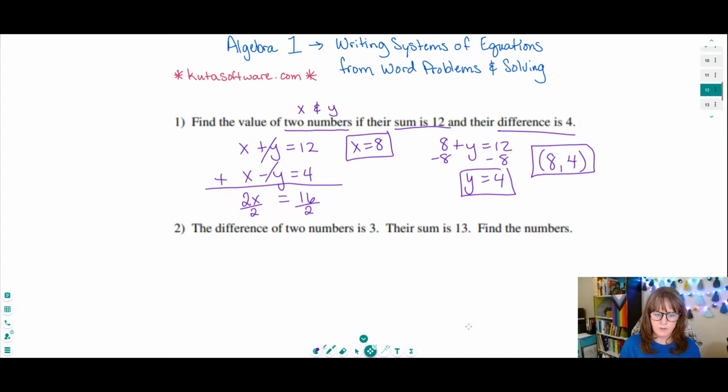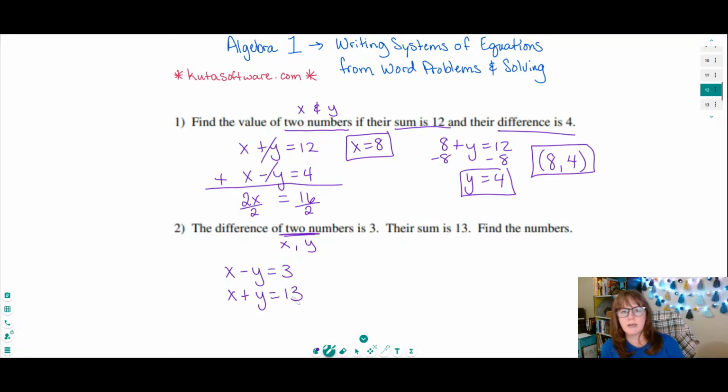Number 2, the difference of 2 numbers is 3, their sum is 13. Find the numbers. Very similar. I wanted to start off with some of these that are a little bit more simplified, not so complex. So again, we have 2 numbers. So I'm going to use X and Y again. The difference of the 2 numbers is 3. Okay, so difference means subtract. So X minus Y equals 3. Their sum is 13. Great. X plus Y equals 13.